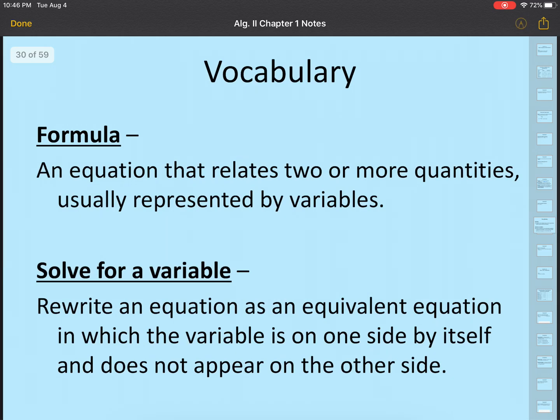Some vocabulary. A formula is an equation that relates two or more quantities, usually represented by variables. To solve for a variable, we rewrite an equation as an equivalent equation in which the variable is on one side by itself and does not appear on the other side.